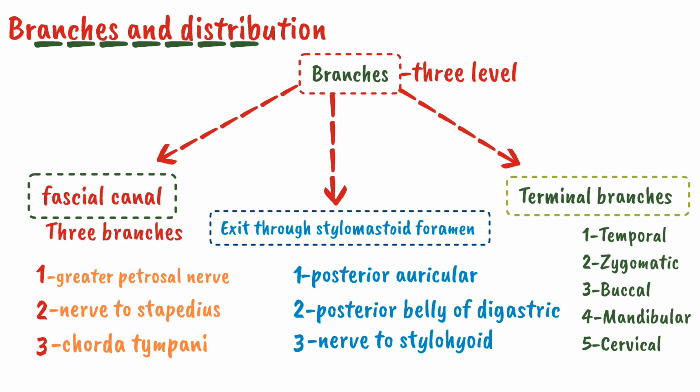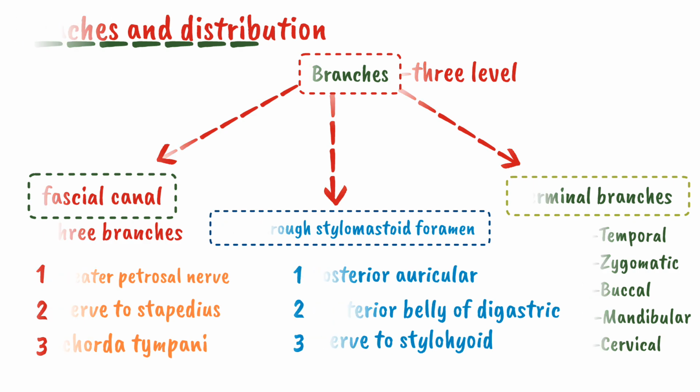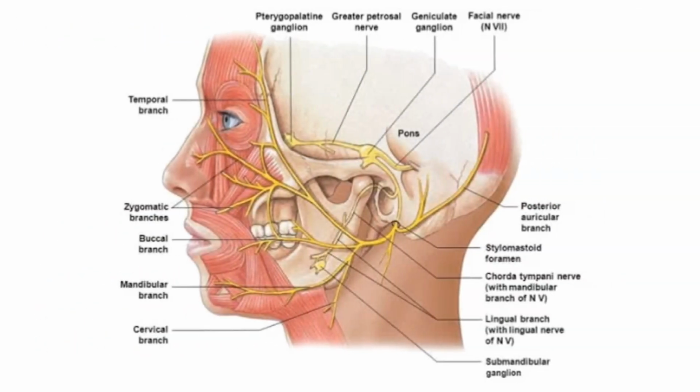To understand the facial nerve in a better way, look at this diagram. The facial nerve has both motor and sensory fiber, and they arise from the pons. It then enters the facial canal. In the facial canal, it gives 3 branches: the greater petrosal, the nerve to the stapedius, and the chorda tympani. Then it exits from the stylomastoid foramen.